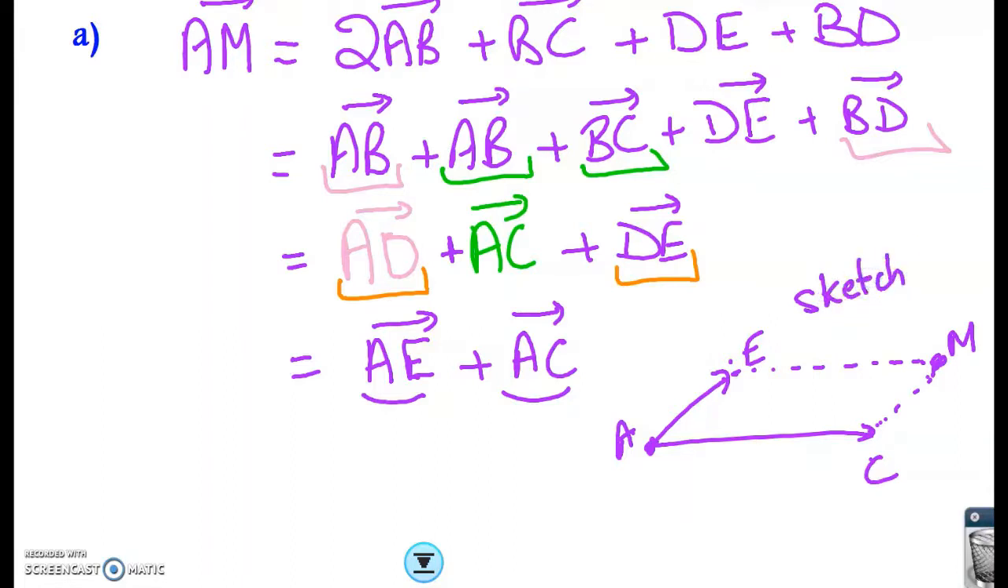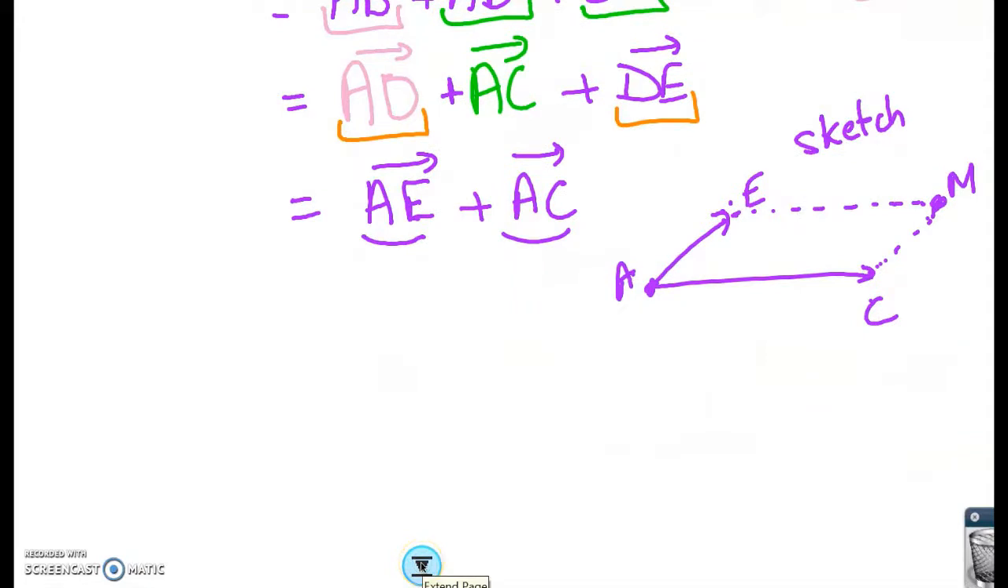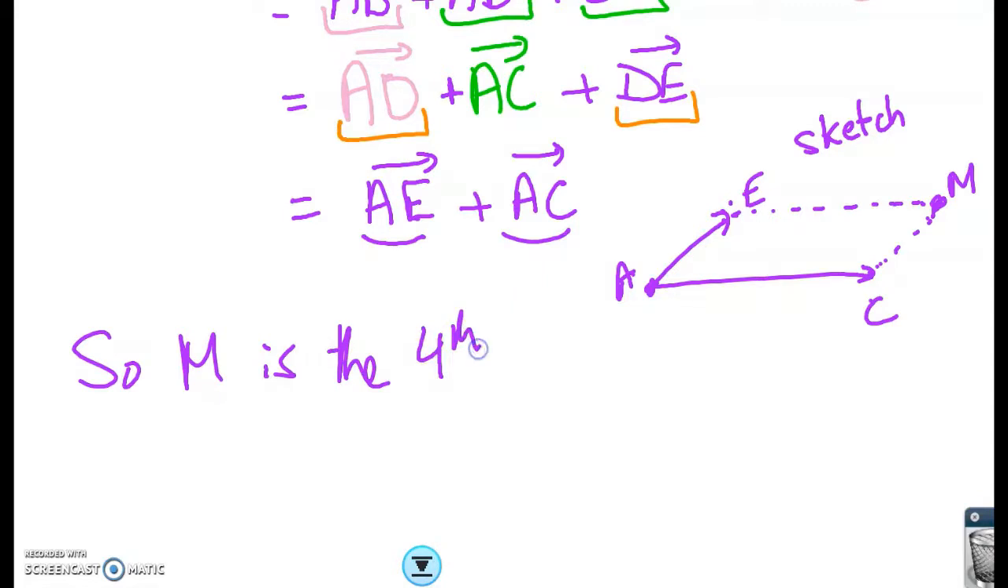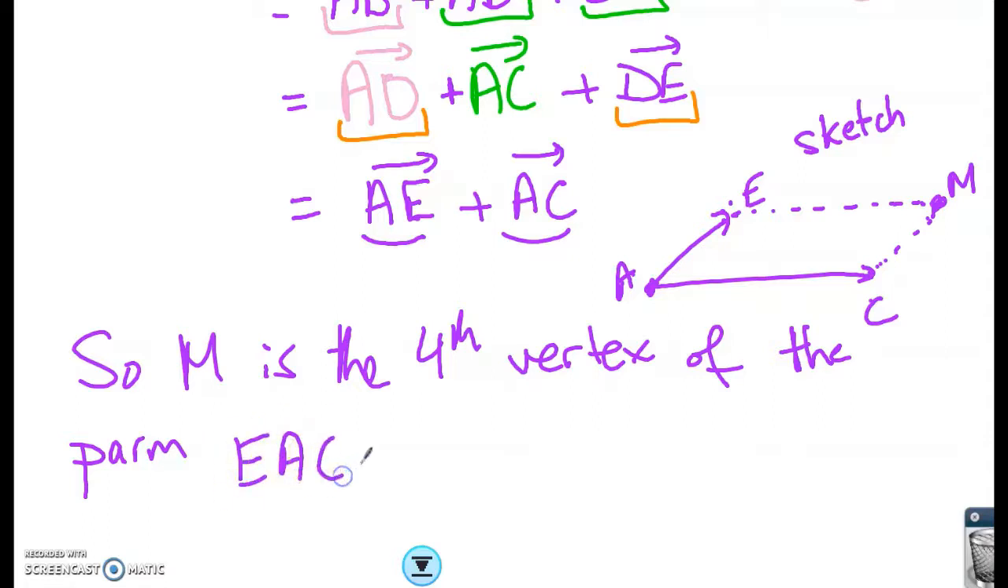Okay, so we notice since AM is equal to AE plus AC, this means that M is the fourth vertex of the parallelogram EACM. So I'll write it here. So M is the fourth vertex of the parallelogram EACM. Now let's go back to the real figure in GeoGebra.